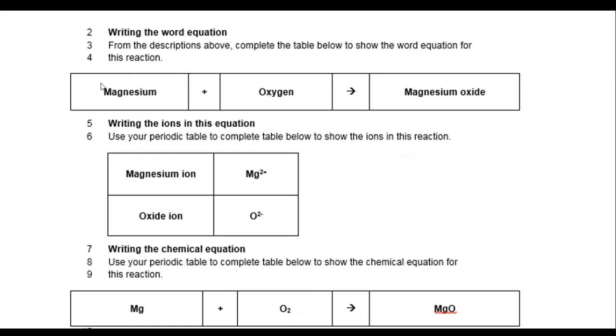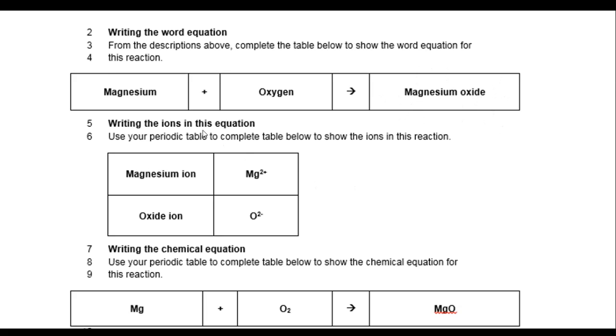So for this reaction, we have magnesium reacting with oxygen, and it forms magnesium oxide. Remember that when we have the name of the compound, we use the names of the elements, the ions specifically, to name the compound. So the metal is always first, which is magnesium, and then the non-metal ion last.